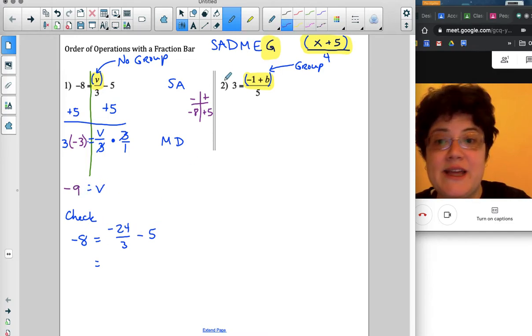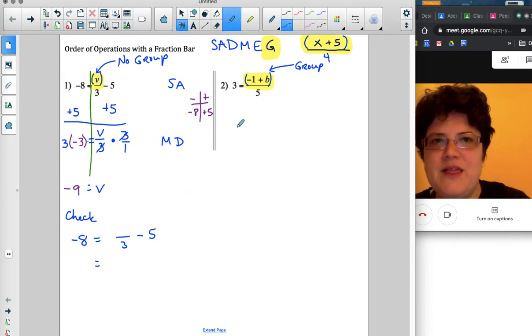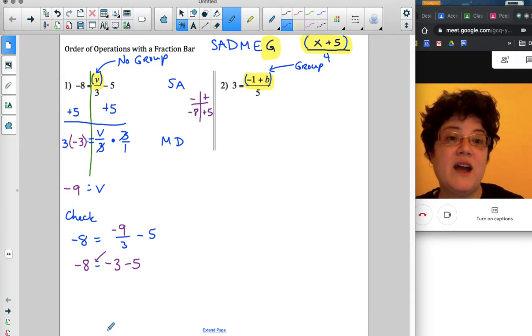Now let's check that. Get my eraser back out here. Is it true that negative 8 is equal to negative 9 divided by 3 minus 5? Well, that would be negative 3 minus 5 is equal to negative 8. And hey, that is correct. Great.